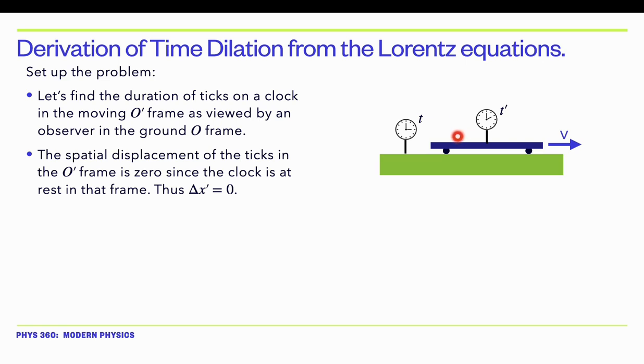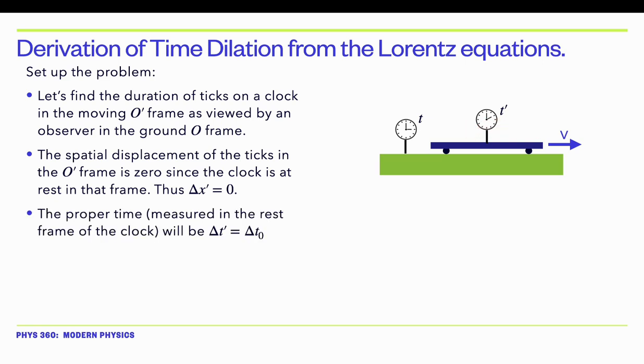If you have a person riding along on the platform, they're moving with this clock. That means that the ticks on the clock occur at the same location. So the spatial displacement between the ticks is going to be 0. So delta x prime is 0 for somebody riding along on the platform. For this reason, the person riding along on the platform will measure the proper time because, again, the clock will be at rest with respect to them. So delta t prime is going to be delta t naught in our previous notation.